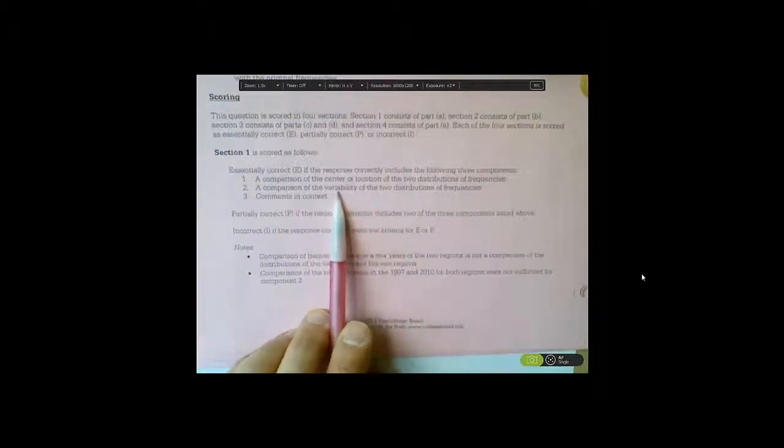So section 1 consists of part A. Well, part A is just part A. So there's 3 components they're looking for. If you haven't noticed the theme, they're always looking for 2 or 3 components, it seems like. A comparison of the center, a comparison of the variability, that's your spread, and in context. So really I'm looking for center and spread. I can't really talk about shape. That's why shape's not listed here. And then I have no real unusual features.